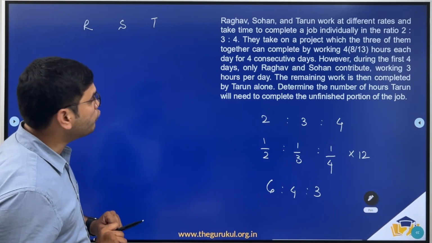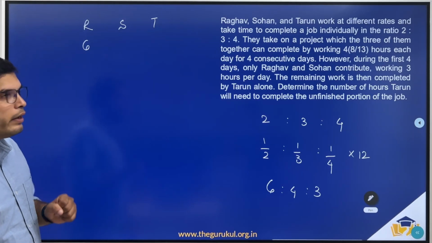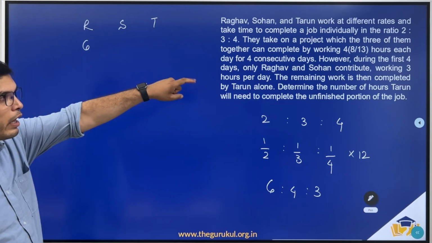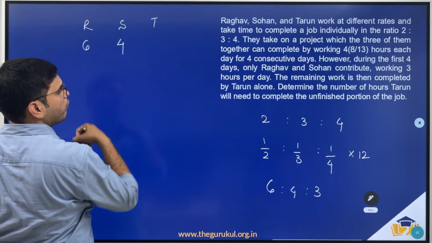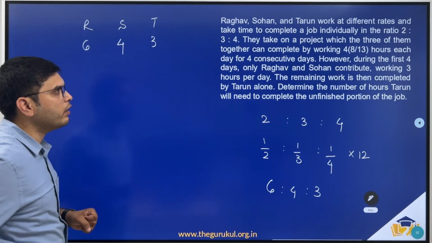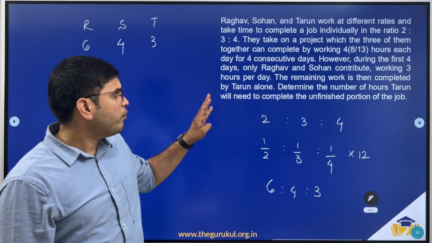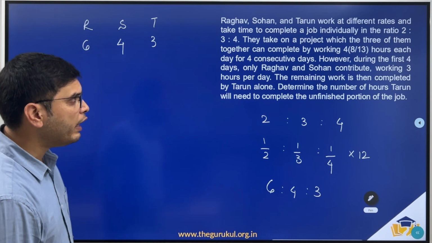So let me assume that Raghav completes 6 units of work in 1 hour, right? Because the unit time here is mentioned in hours, right? So Sohan 4 units of work in 1 hour, and Tarun 3 units of work in 1 hour, right? Now they take a project which the three of them together can complete by working 4 8/13.